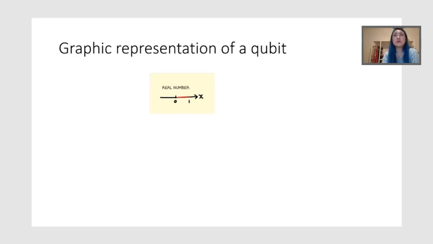So here is a graphic representation of a real number. We are all very familiar with it. When we were kids, we learned that we can draw them on a line, and it's just a real number where you get different lengths for different numbers. When we are talking about a complex number, we can represent it in a coordinate that will show you both the magnitude and the phase. So that's how we can graphically represent complex numbers. In terms of qubits, we can also use graphic representations.